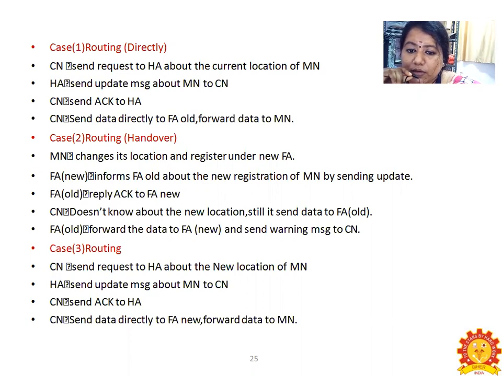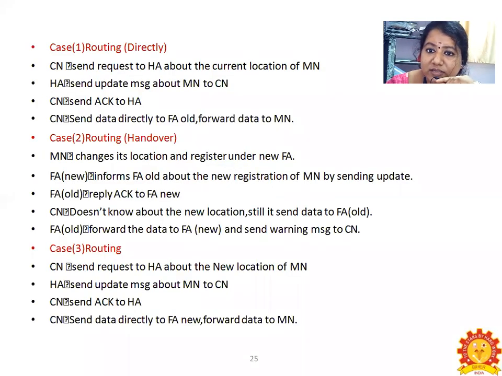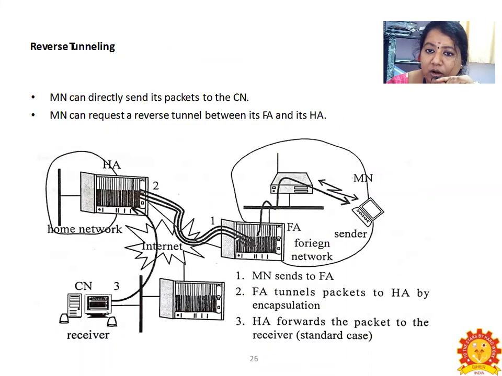Case 3, which is a routing. Here the CN will send the request to HA about the new location of the MN. The HA will send the update message about the MN to CN. Next the CN will send the acknowledgement to HA, and CN will send the data directly to FA new, which forwards the data to the MN. So these are the cases that come under routing optimization: the routing directly, routing handover, routing.